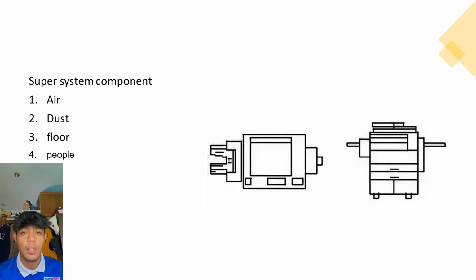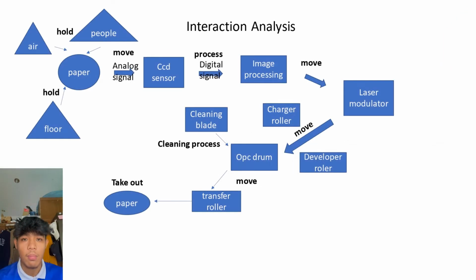For example, if the photocopy machine is the analyzed engineering system, then the supersystem components will include the other parts around the photocopy machine, such as air, people, dust, and floor. Air, people, dust, floor that are holding the paper that is the object.